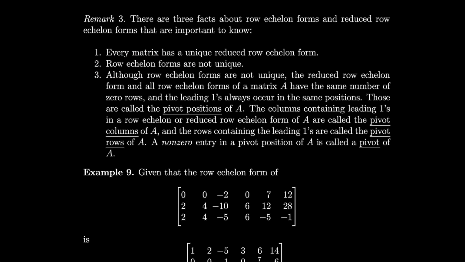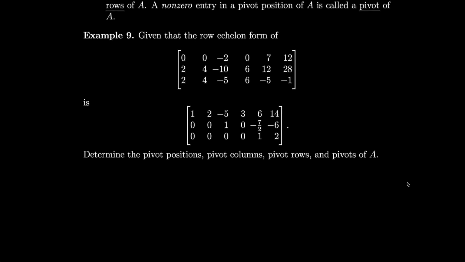Although row echelon forms are not unique, the reduced row echelon form and all row echelon forms of a matrix A have the same number of 0 rows, and the leading ones always occur in the same positions. Those are called the pivot positions of A. The columns containing the leading ones are called the pivot columns of A, and the rows containing the leading ones are called the pivot rows of A. A non-zero entry in a pivot position of A is called a pivot of A. So let's take a look at these row echelon forms.